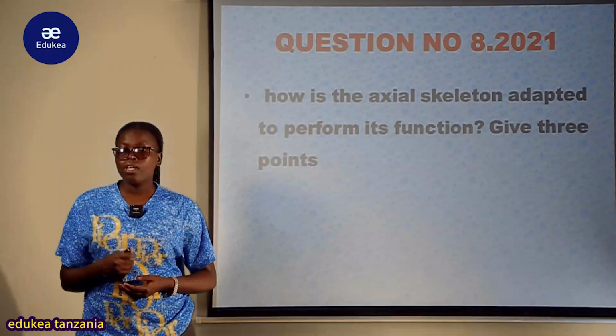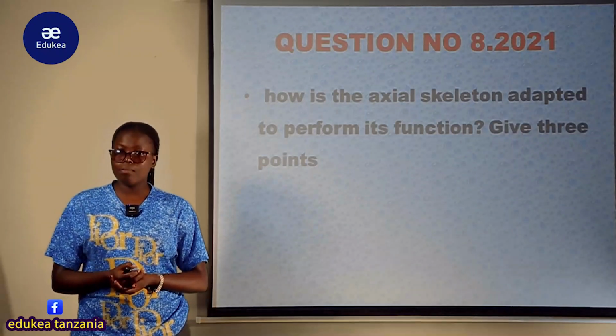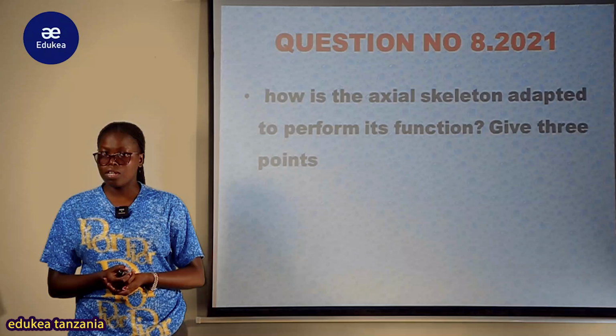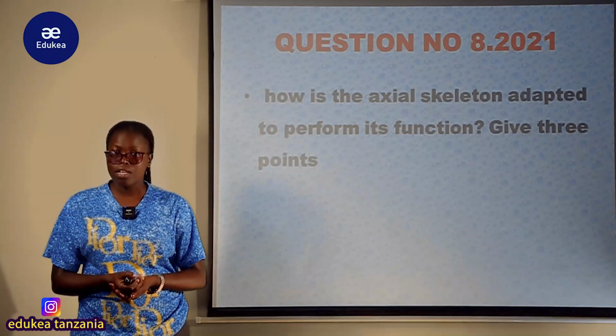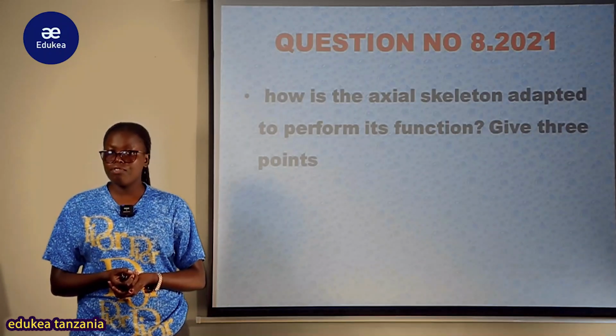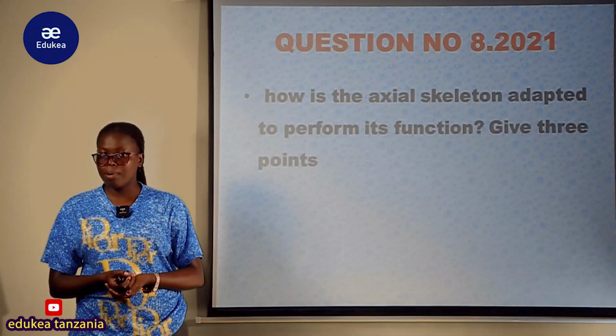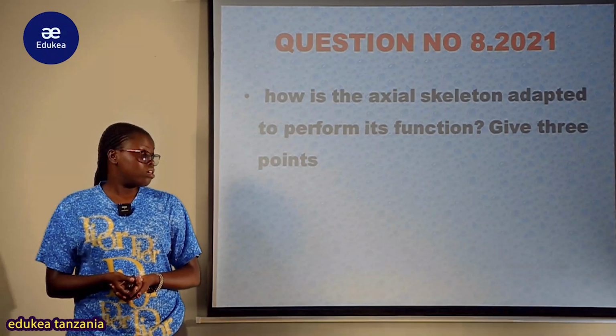Give 3 points. My lovely Form 4 student, I'd like to remind you, unapojibu swali make sure kwamba unaangalia instruction. Umeambiwa provide only 3 points. Make sure that you provide only those 3 points. Don't give 2 points or 1 point. You will miss the marks. Also, if you give the 4 points, you'll provide the marker extra marks. So make sure that you follow the instruction.